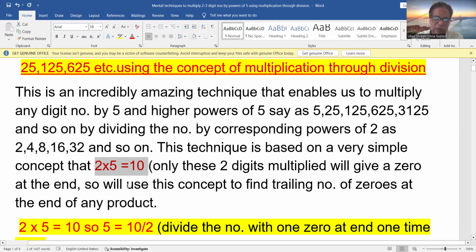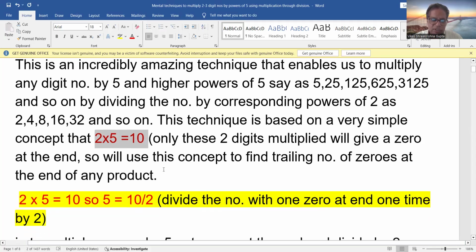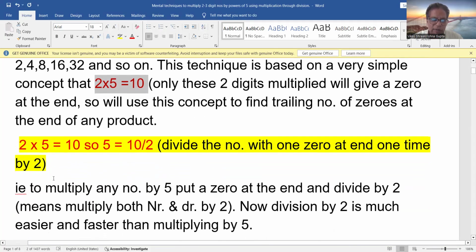So this concept is also used for finding the trailing number of zeros for a given product. Suppose I have to multiply 62 by 85 into say 75. If I ask you how many zeros will be there at the end of this product, then you will use this concept only. But that I will show in some other video. In this video, I will show you how you can do multiplication of numbers by doing division and not by multiplication. So first of all, understand 2 into 5 is equal to 10.